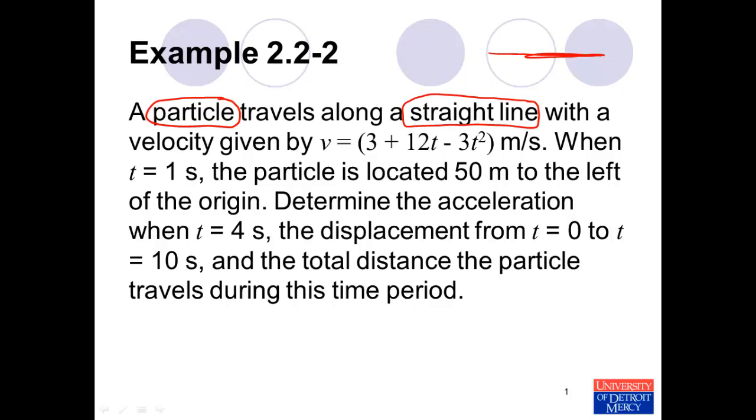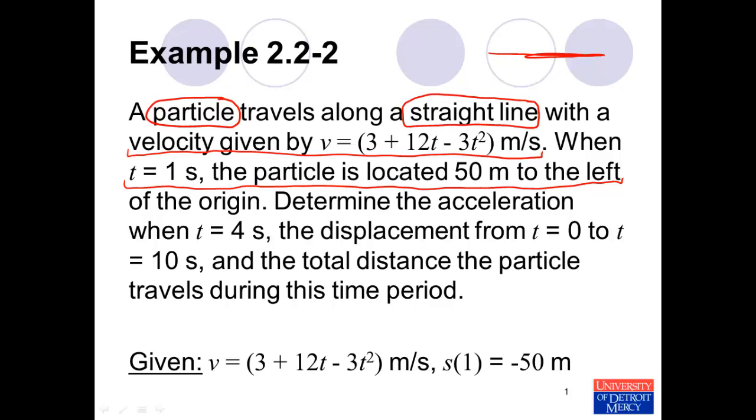When we solve any problem in this course, we're going to follow a similar procedure. And so the first thing that we want to do is write down what's given in the problem. One of the things we're given is the velocity of the particle as a function of time. The other thing that we're given is the position of the particle when t equals 1 second. So we should write that down.